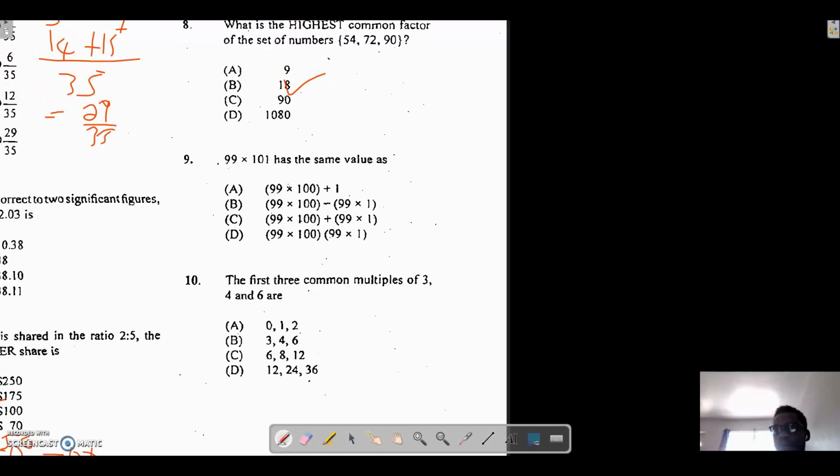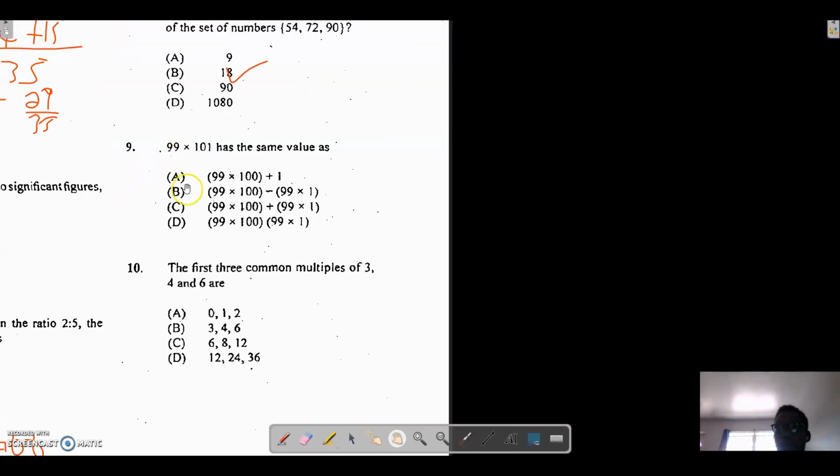Good. Question 9. We have 99 times 101 has the same value as. Now here's a trick. Normally when we are asked to multiply very large numbers like these, persons tend to use some trick. So if you want 99 times 101, you can go 99 times 100, 99 times 1, and then you add the 2 of them. So I'm looking for that combination. So it'll be 99 times 100 plus 99 times 1.